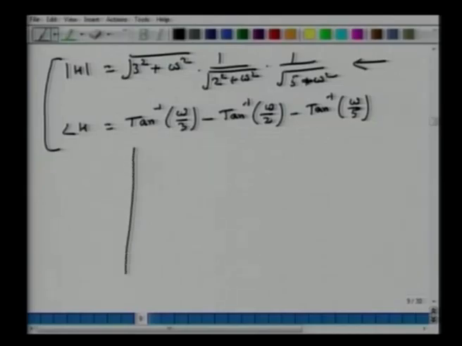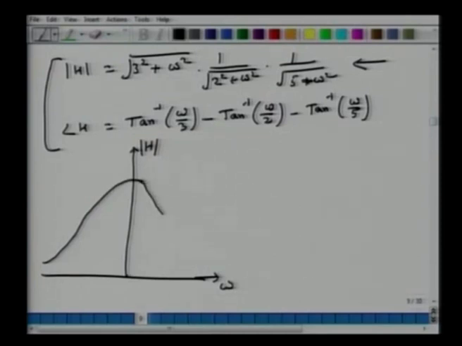So in a quantitative sense, this is how the magnitude plot for this particular transfer function looks like. What I am plotting is magnitude of H. On the horizontal axis I have omega, and this function peaks at 0, and the value of H at 0 is about 0.3, and then it asymptotically goes to 0 as omega goes to infinity.